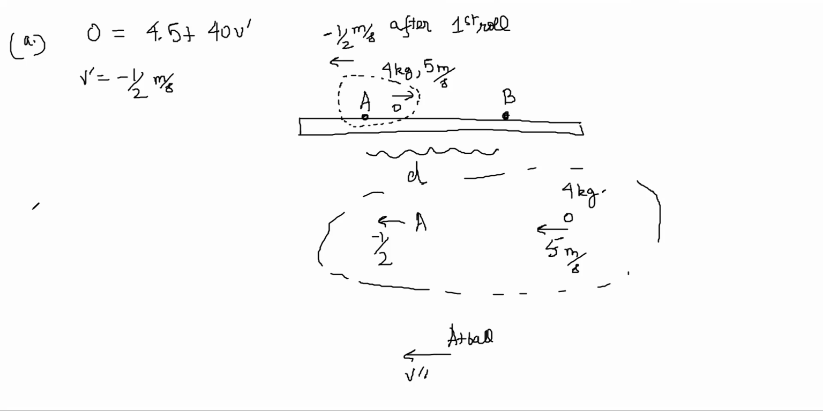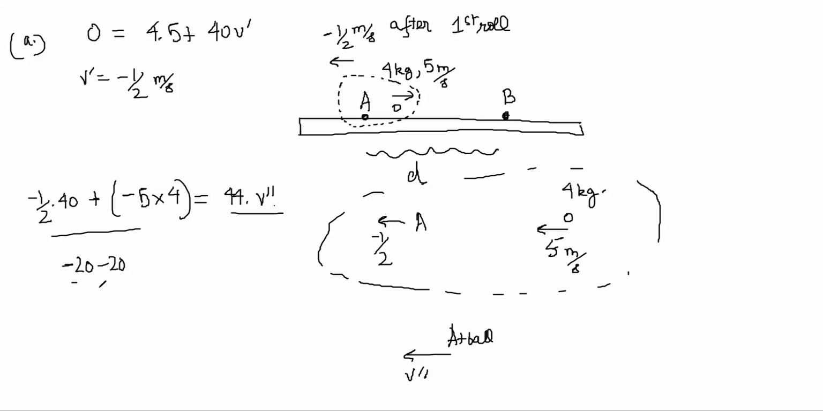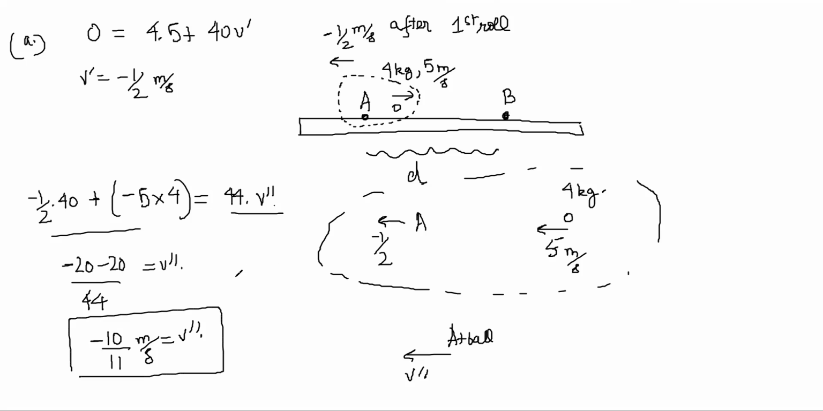So minus half into 40 plus minus 5 into 4 should be equal to 44 into V double dash. This is the initial momentum, and this is the final momentum. This is minus 20 by 44 is equal to V double dash. So minus 40 by 44, so 10 by 11 meters per second is V double dash. This is part 2.